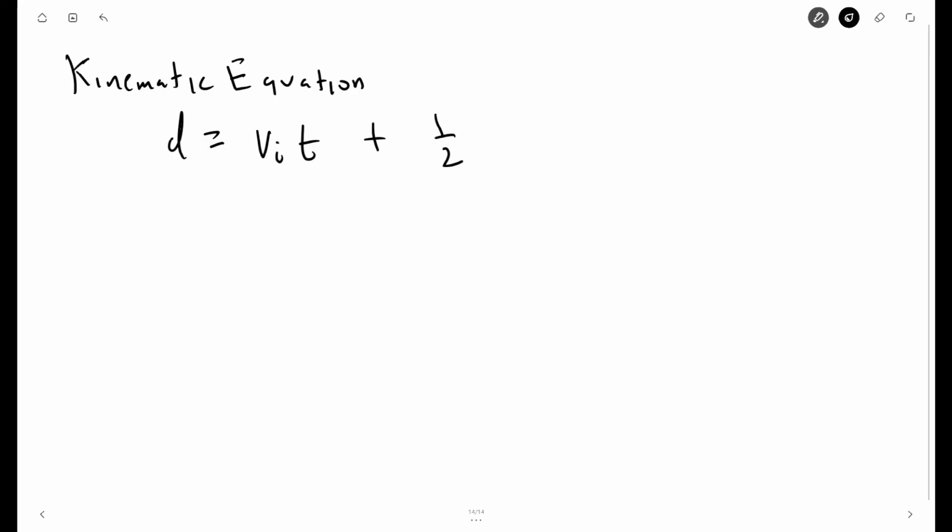So first we're going to give you the kinematic equation. It looks something like this. Distance is equal to initial velocity times time plus 1/2 a t squared, acceleration times time squared.